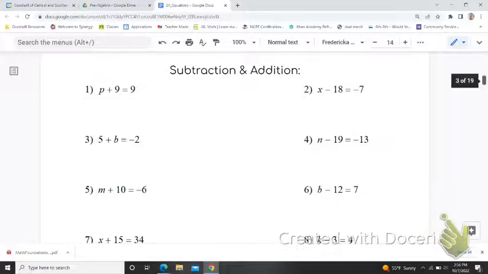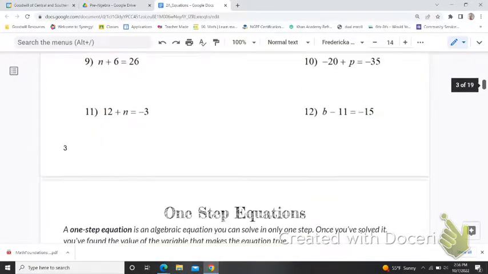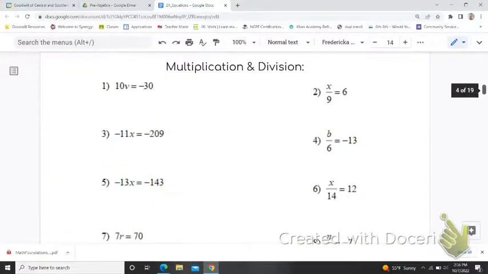All right, so let's go on. You're going to be finishing up that page on your own, all right? And then these are some multiplication and division problems. Notice the multiplication, the ones on the left, that's when the number is written right next to the variable, all right? So sometimes people misinterpret and think that this, number 3, we need to add 11.